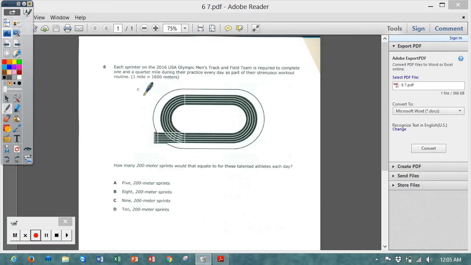Number 6, each sprinter on the team is required to complete 1 1/4 mile during their practice every day. It tells you this conversion right here, 1 mile is 1,600 meters. The question is, how many 200-meter sprints would that equate to? So they're asking for how many 200-meter sprints it is. But they told you 1 1/4 mile. So the first thing you need to do is convert it from miles to meters.